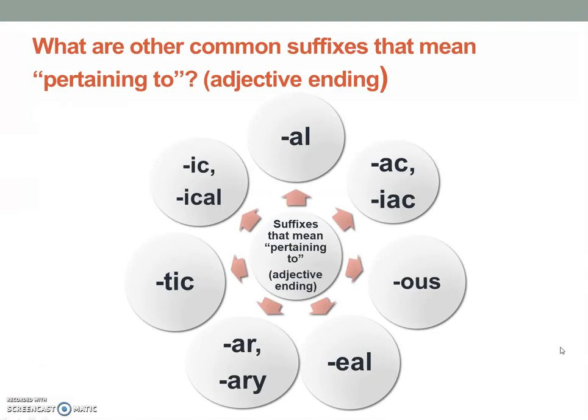So what are some other common suffixes that mean pertaining to? Again, starting at the top and going clockwise: al, ac, and eal. Us, eal, ar, and ary. Tic, ic, and ical.